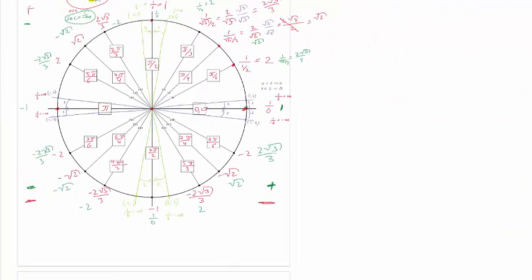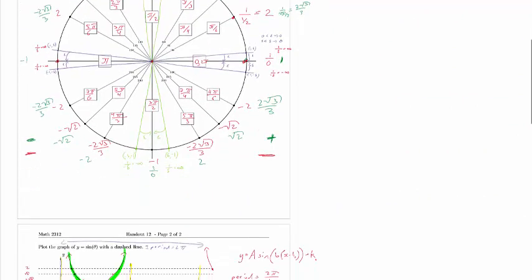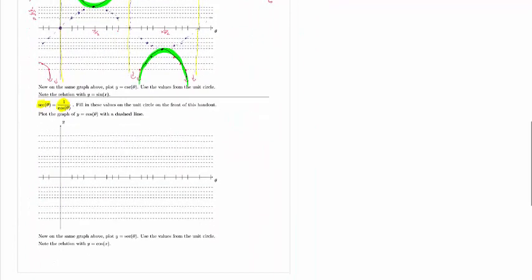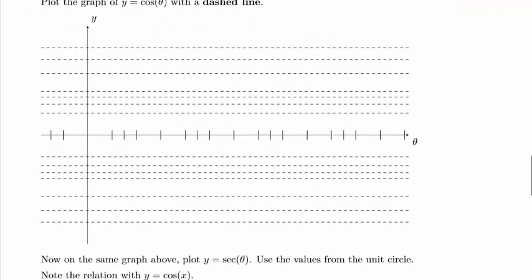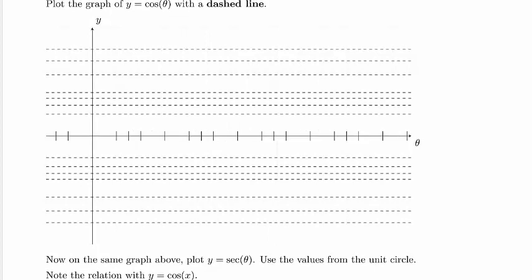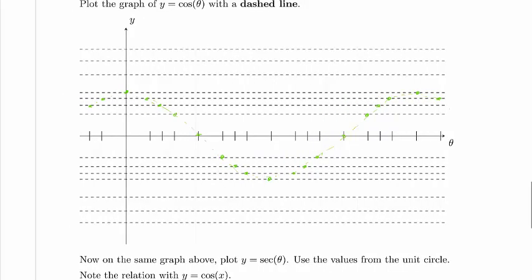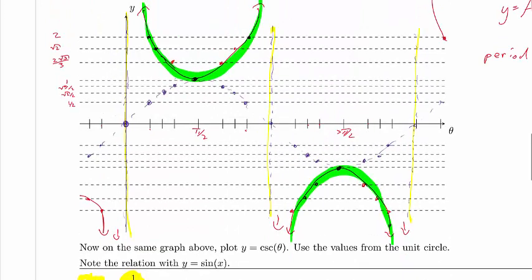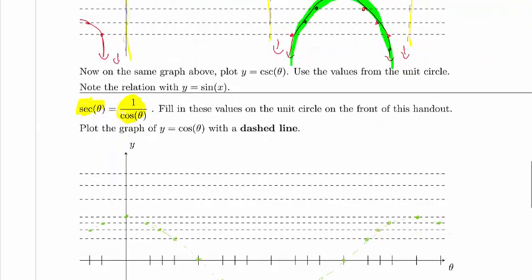Alright, so now we've got all the values for the secant. All we have to do is plug them into the graph. But before we do that, let's go ahead and graph cosine so we can get a feel for how cosine and secant are related. And here's our little cosine wave coming through, like so. Alright, and all the values are exactly the same as we had up here. Matter of fact, we can even just copy and paste them and bring them down to here.